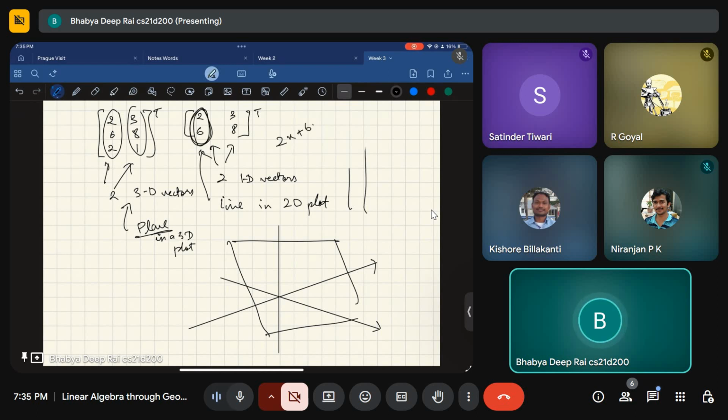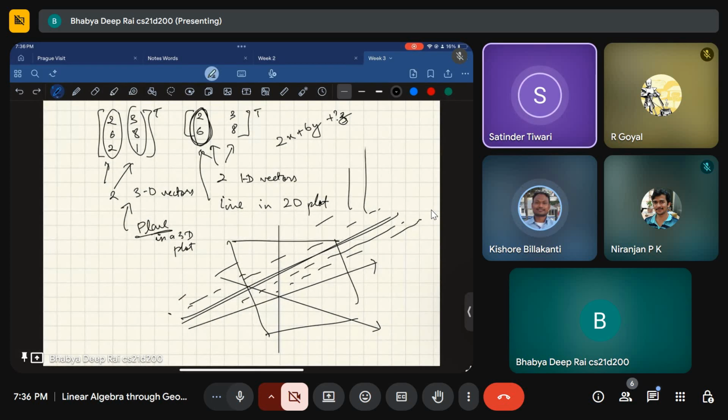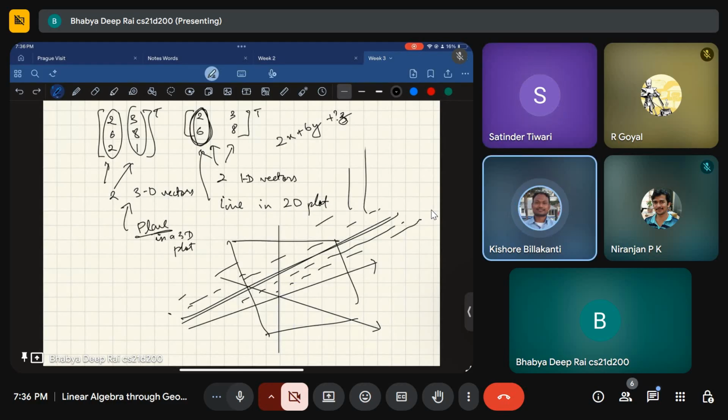So 2x plus 6y, you'll get a line. But you'll say, what about z? What value of z? You could plot this line here, or you could plot it a bit behind it, or you could plot it in front of it. Z could be anything. The z axis can take any value. Can we say z is always 0?